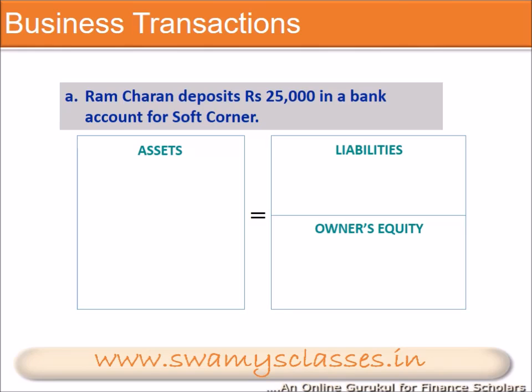Now how will the accounting equation change because of this transaction? Please understand, whenever we get a transaction, first check whether it is financial or non-financial. Obviously, all the transactions in this example are financial only, but still we have to cross-check. Will it affect the financial position of the business? Yes. How?